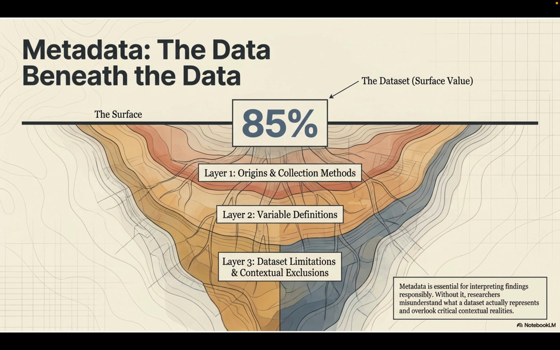Metadata is often described as data about data. Metadata helps us to understand where data came from, how they were collected, how variables were defined, and what limitations may exist within the data set. Metadata is important because it helps researchers to interpret findings responsibly. Without metadata, researchers may misunderstand what a data set actually represents or overlook important contextual information.